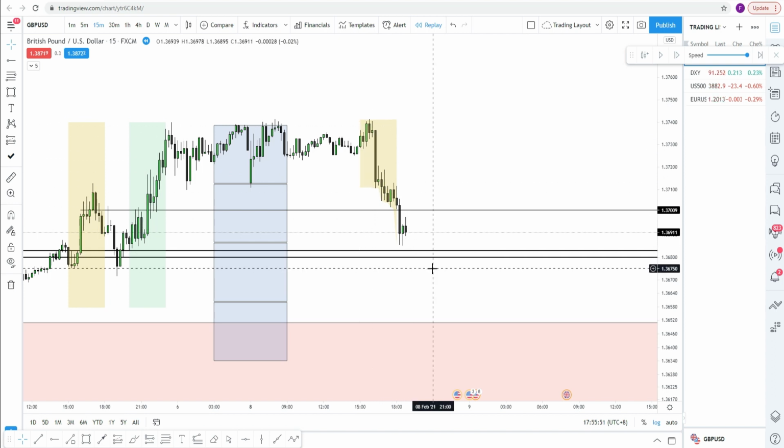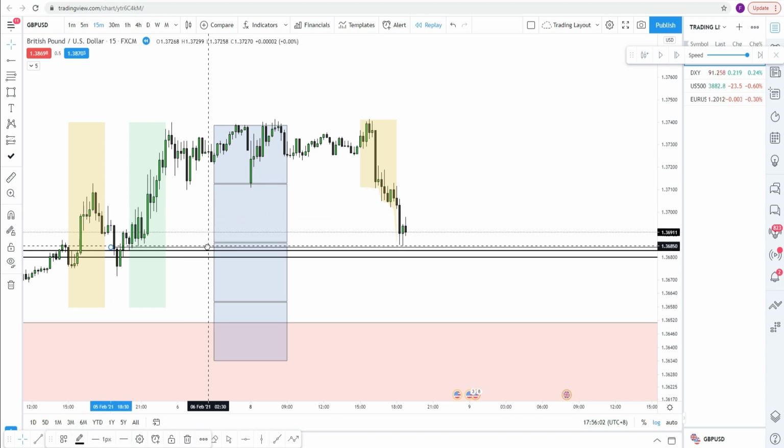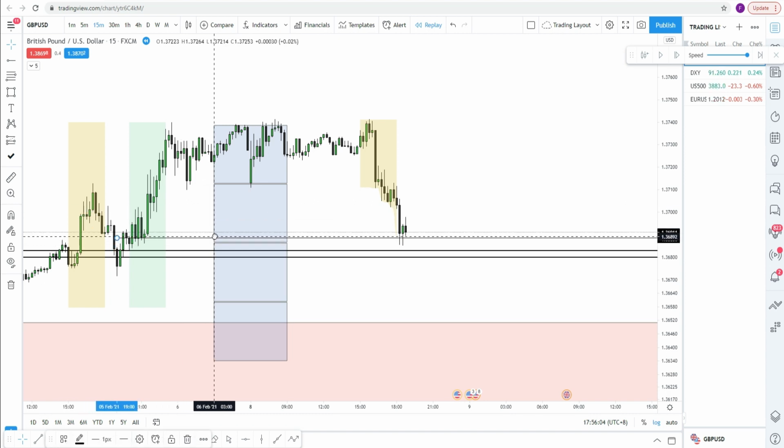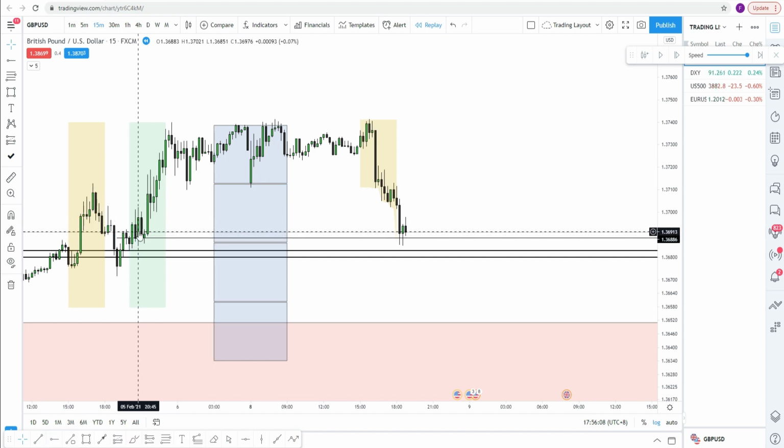So if it traded through it, what are we going to look for? A 15-minute discount array. Alright, a 15-minute discount array. So what do we have? We have a bullish order block and a fair value gap right here, right? We have a bullish order block and a fair value gap. Okay, so play it forward in time.